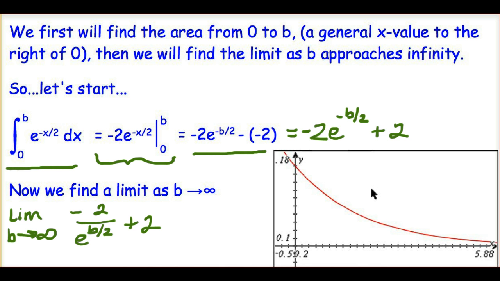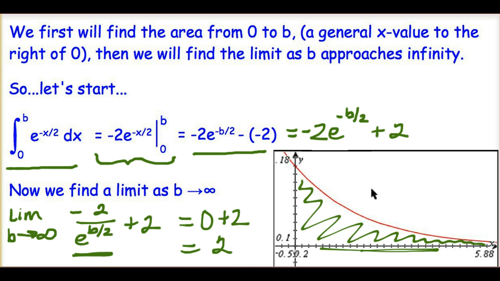And as b gets very, very large in this term, that denominator is going to grow and grow and grow. And so we're going to get 0 there for the limit. So our final answer will be 2, which means that this picture right here, shown on the right here, all of this area, all the way to infinity, has an area of 2 units.